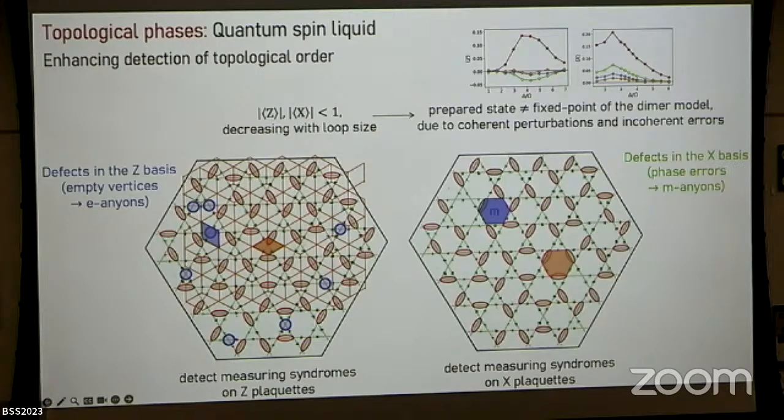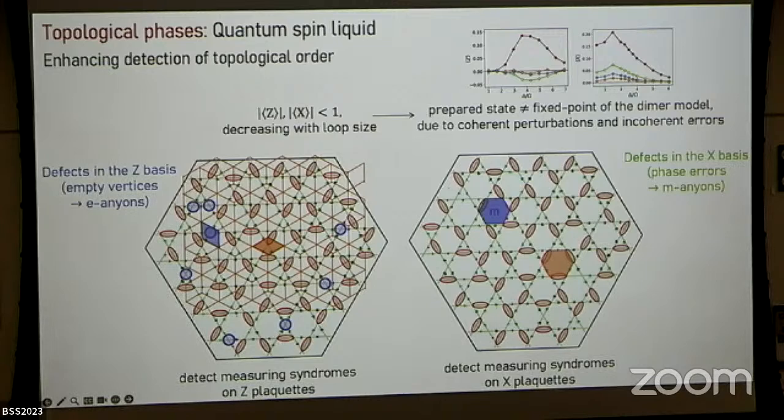These basically would correspond to having, in the superposition, instead of having plus everywhere, some minuses. And again, here you can detect this by measuring syndromes on the X plaquettes that are, in this case, the hexagons on the Kagome lattice. Here you see something funny that is different from the toric code. The plaquettes are not the same. In the toric code, there are squares everywhere. Here you have this strange thing that these ones have more atoms, they're larger, and so on.